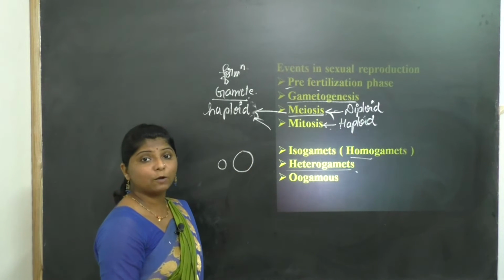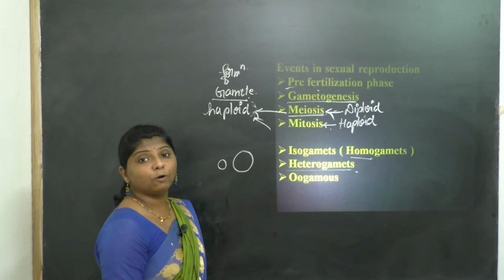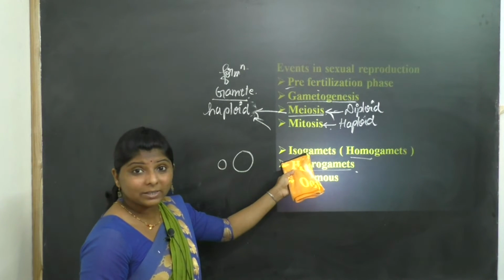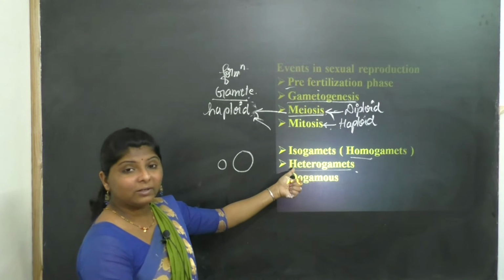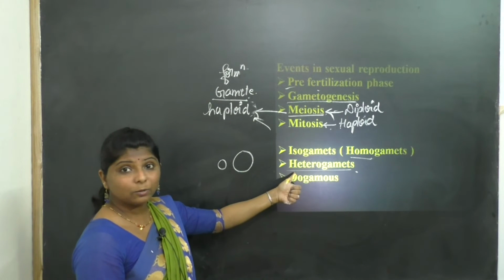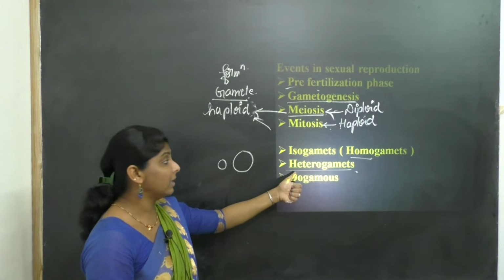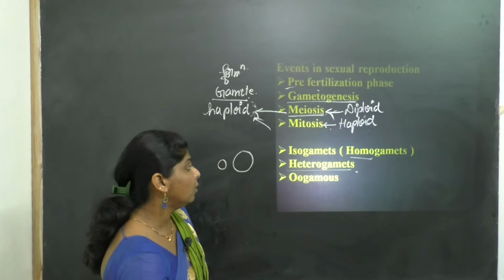Okay, if the gametes are of same sizes and morphologically you cannot distinguish at all, then they are called isogametes. If the gametes differ in their sizes, male and female gametes differ even morphologically, then you call them as heterogametes.